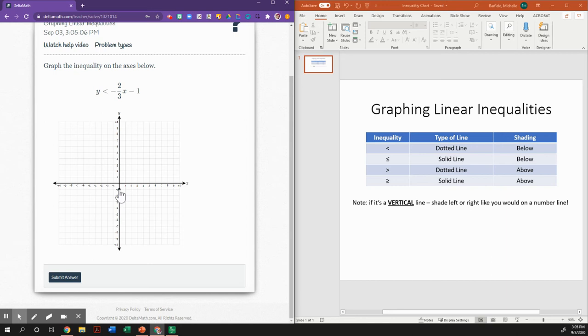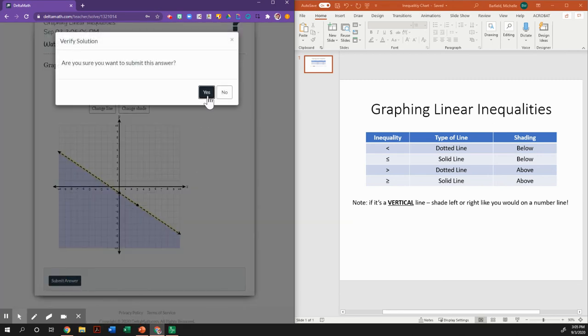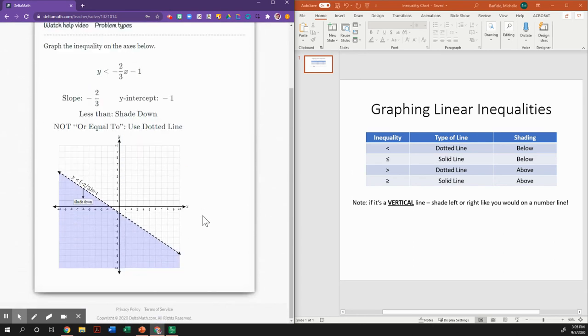Now, the negative sign can be to the 2 or the 3. I always do my negative sign with the top number. So down 2, right 3. Okay. All right, this is a less than symbol. So less than is going to be a dotted line, and I'm going to shade below. So dotted line, shade below. Okay, this would be shade above, this would be shade below. Submit my answer. Yes. And there we are.